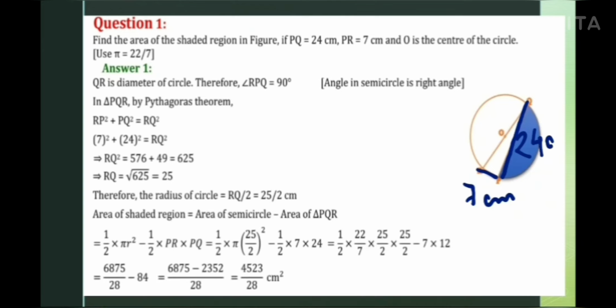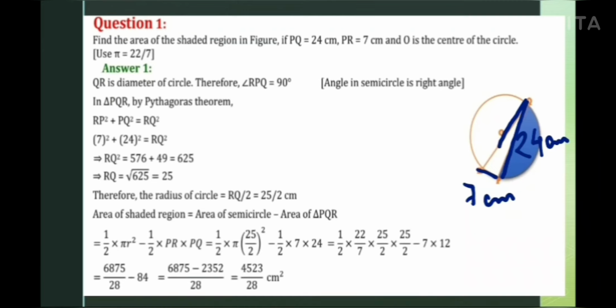For the first one, the radius will be 14, because the radius of the bigger circle is 14. For the next one, in the place of radius it will be 7. Theta will be the same, 40 degree. Just do the calculation, you will get 154 by 3 centimeter square.